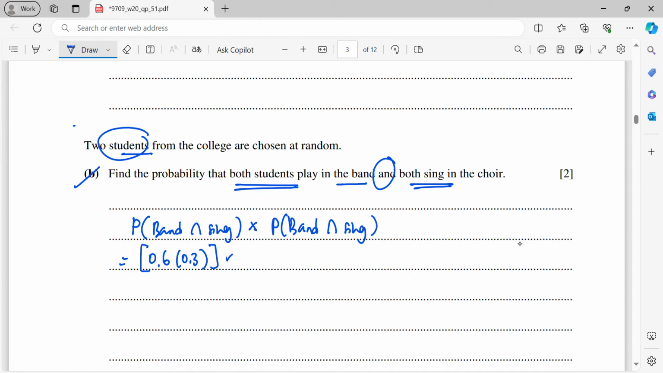Okay, so you multiply it by itself. So basically it is the square of this probability. Then that is 0.0324. So here we use times because you are considering both students, student 1 and student 2. This times means and. Okay, so done for this question.